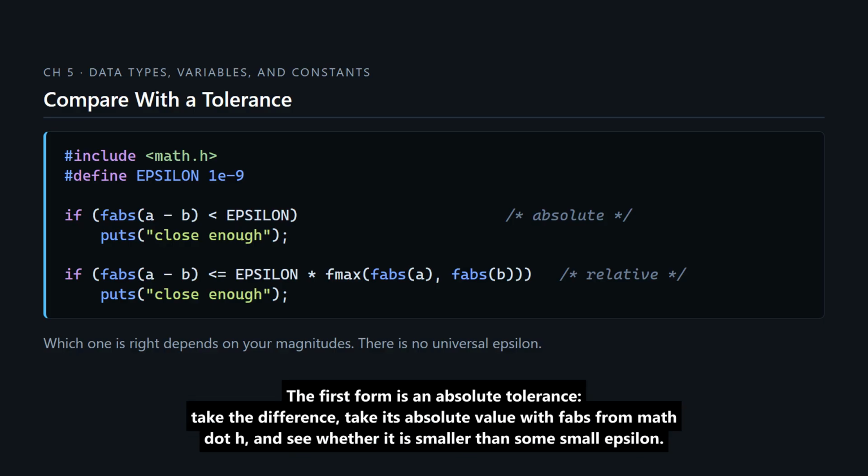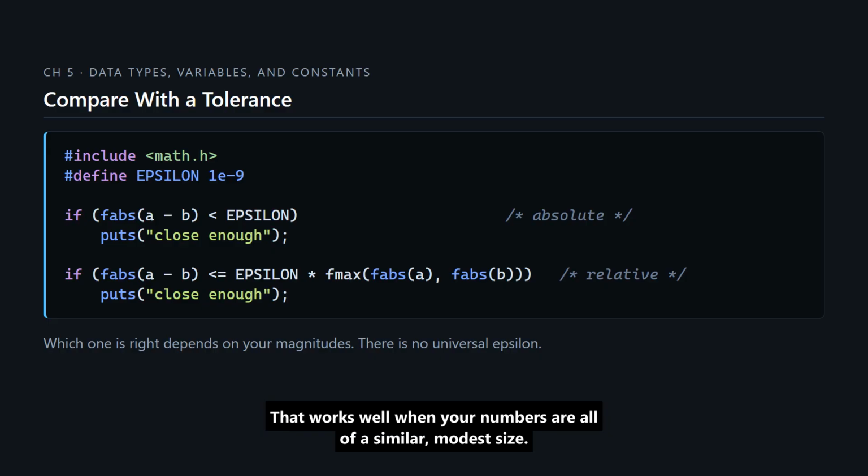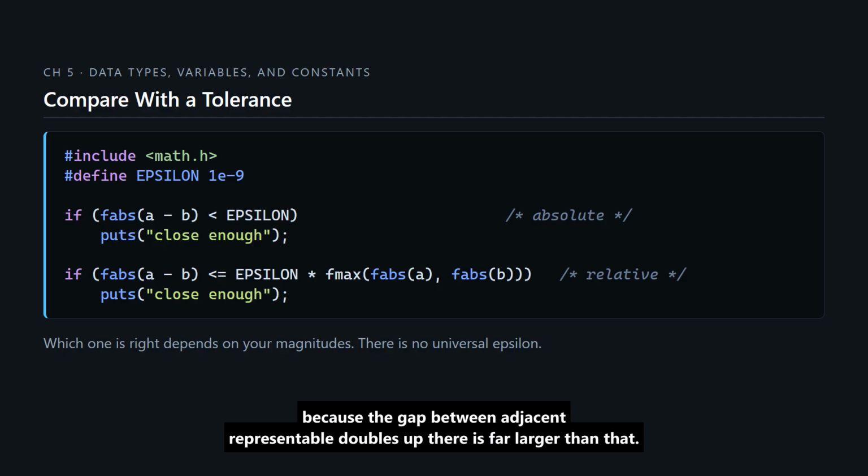The first form is an absolute tolerance. Take the difference. Take its absolute value with fabs from math.h and see whether it is smaller than some small epsilon. That works well when your numbers are all of a similar, modest size. It fails badly when they are not. If a and b are both around 10 to the 20th, they cannot possibly differ by less than a billionth, because the gap between adjacent representable doubles up there is far larger than that.